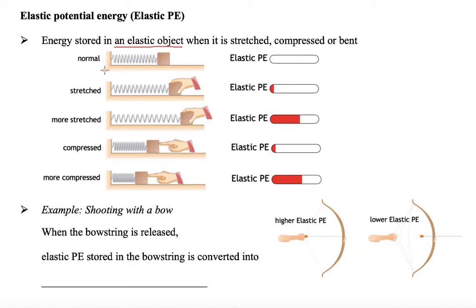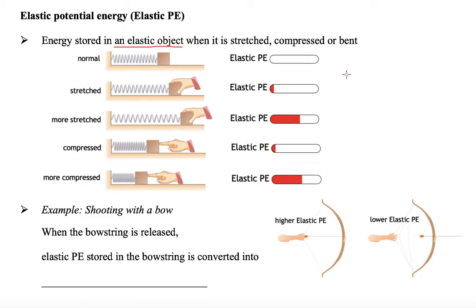So for the normal case here, if we do not stretch it, compress it, or bend it, then the elastic PE stored in this spring would be 0. And if we stretch it, then it will gain elastic PE. And if we stretch it to a greater extent, then it will gain even more elastic PE. It's the same case for compressing the spring. If we compress it, then it will also gain elastic PE. And if the spring is more compressed, then it will gain even more elastic PE.